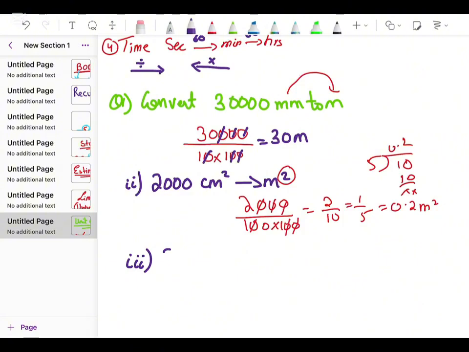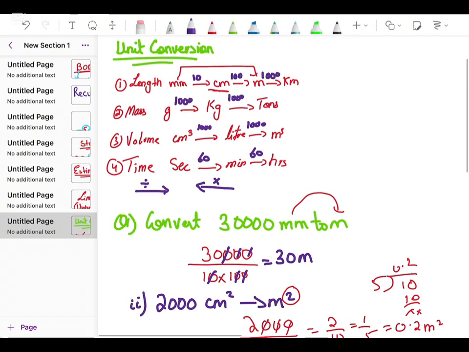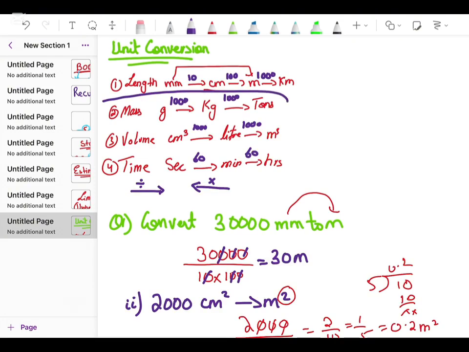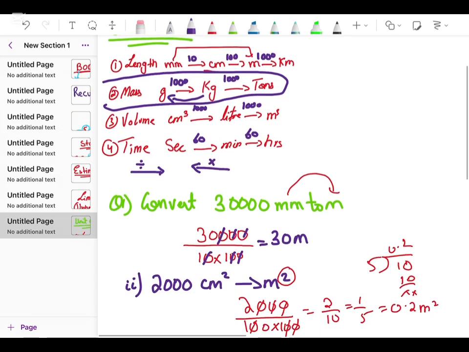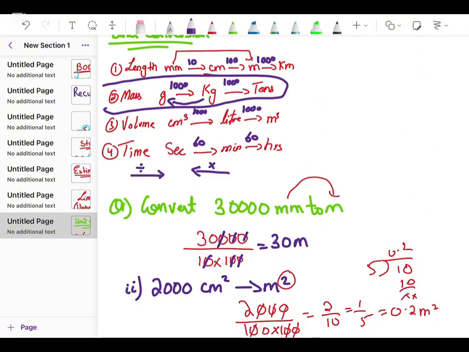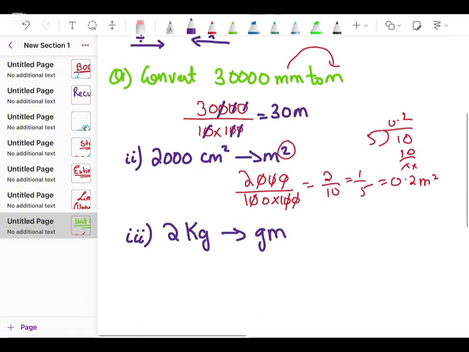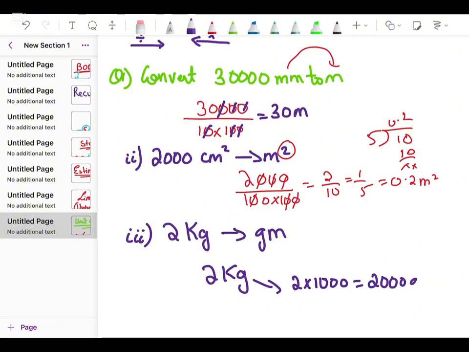For example, the question is 2 kg to gram. Now the mass rule is here. Now I need to go backward, kg to gram. As I told you, when we go backward, or we can say when we go left side, then we need to multiply it. I said when we move right side we have to divide, and when we move left side we have to multiply. So to convert 2 kg into gram, I just need to multiply 2 by 1000. So this will convert into gram.